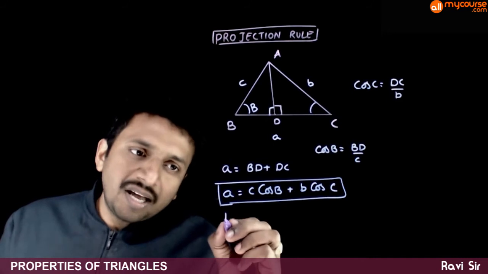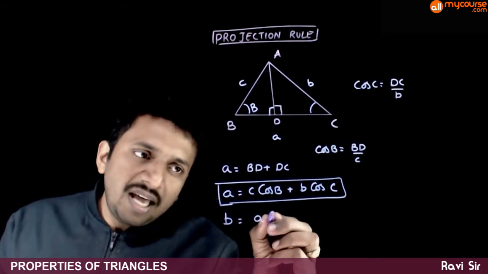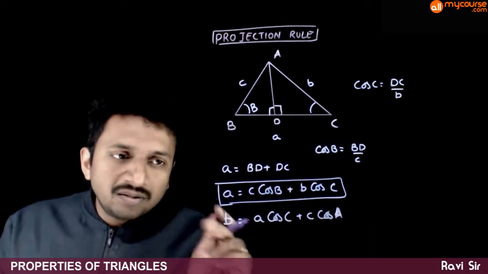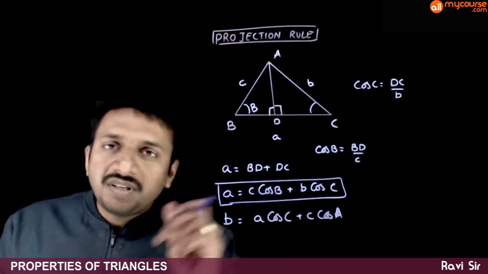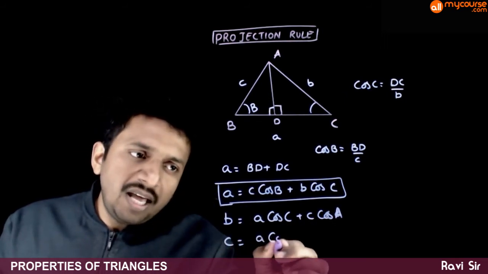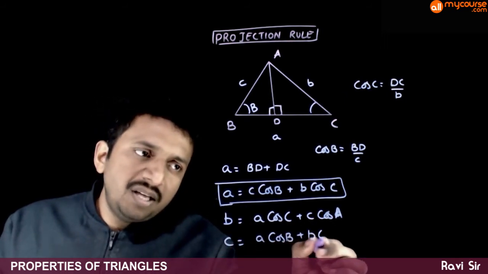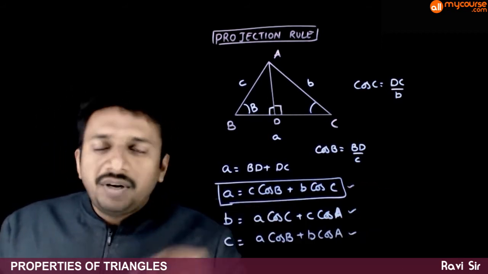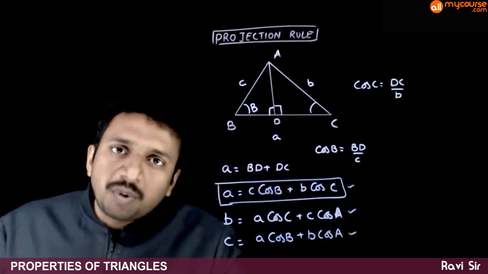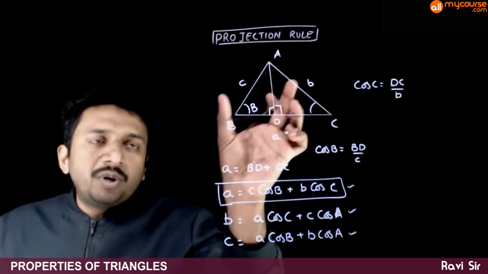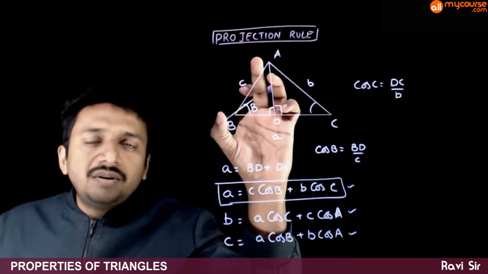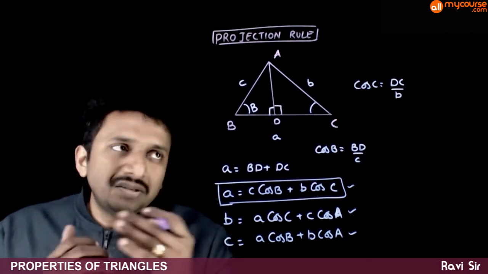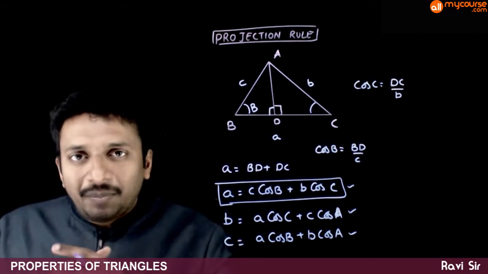So similarly you can also derive the formula for B, which is A cos C plus C cos A. So if you want B, the formula will be in terms of C and A. So if you want C, it will be A cos B plus B cos A. So these are the three formulas that you have regarding the projection rule. So the projection rule says that any side is equal to the sum of the projections of other two sides onto this side. So it's a very simple rule which you can apply.